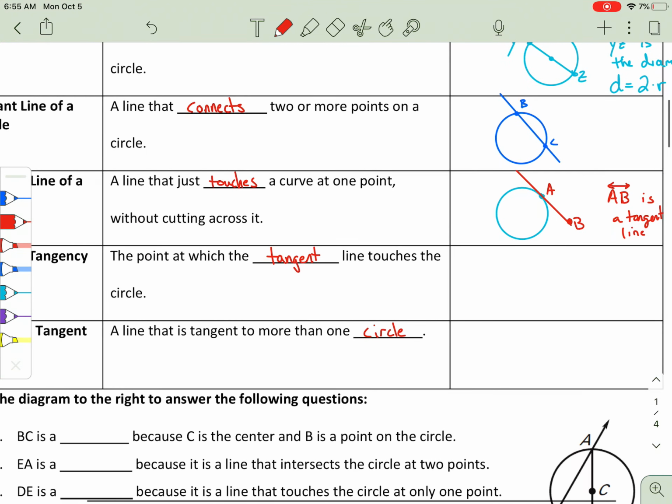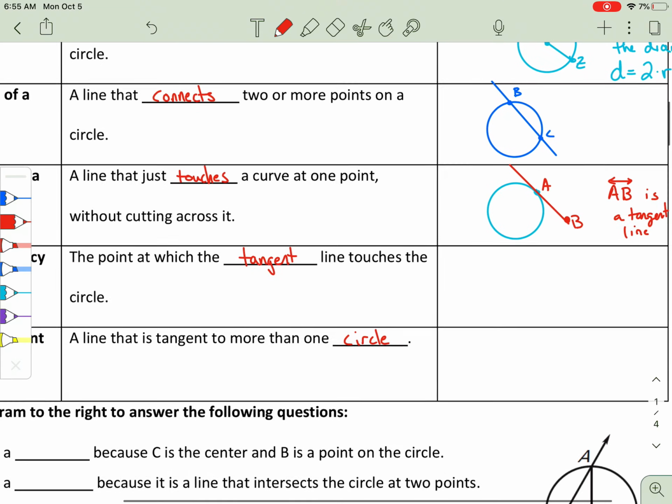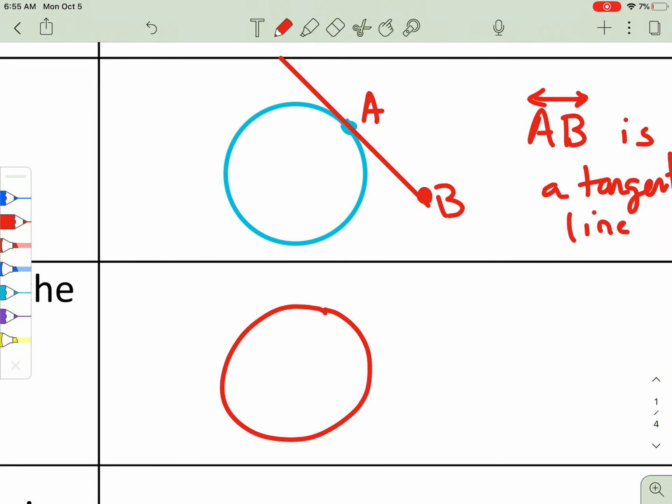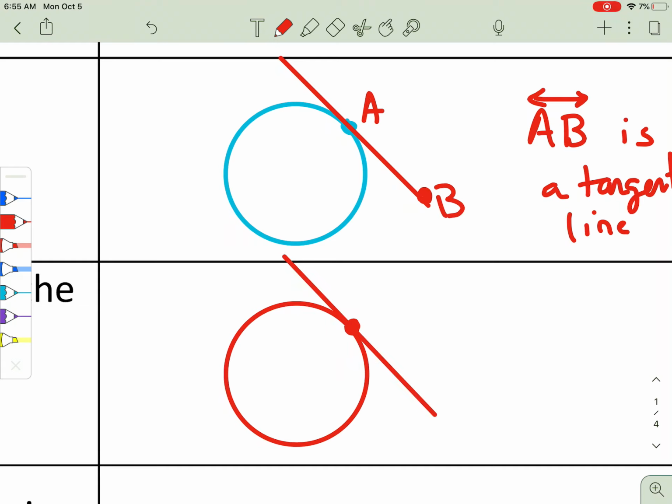Point of tangency, the point at which the tangent line touches the circle. So this one's really simple, right? We have a tangent line. We have A. We connect it. So you would say point B is the point of tangency.